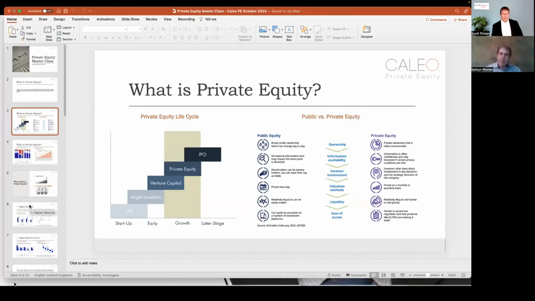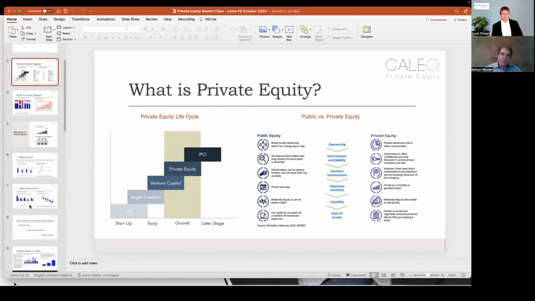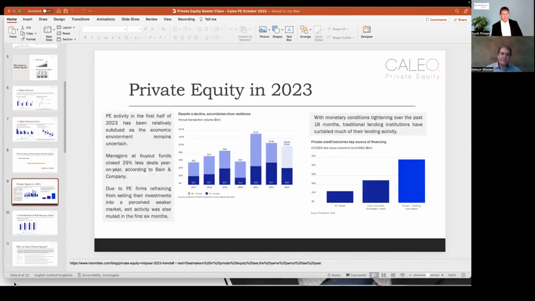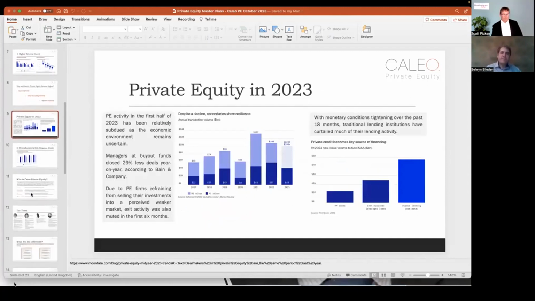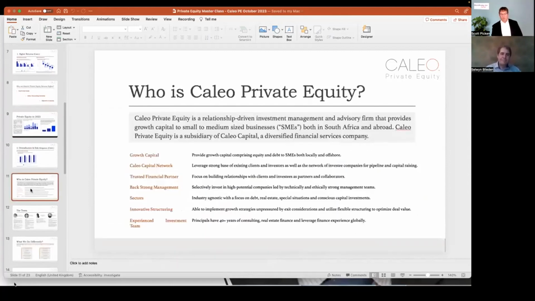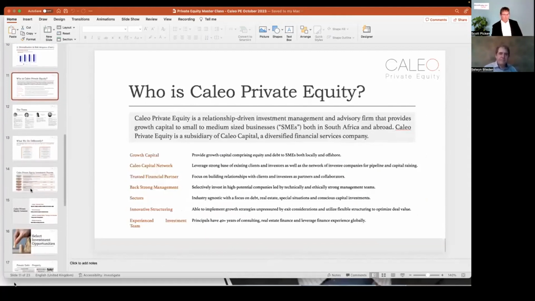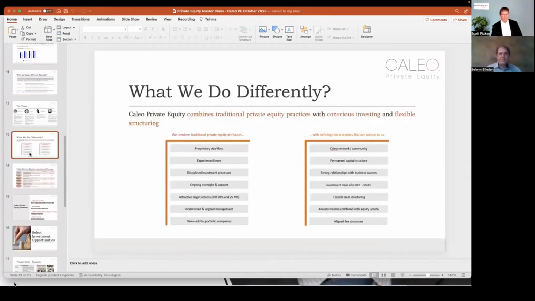Brilliant. And I'm not going to go through all these slides, but the presentation covered the different returns, how you balance risk and return, and private equity in 2022 and where the opportunities were. It also talked about the Callio private equity team, extending what Selwyn has already spoken about and what differentiates them.